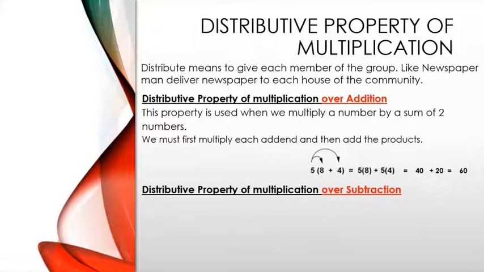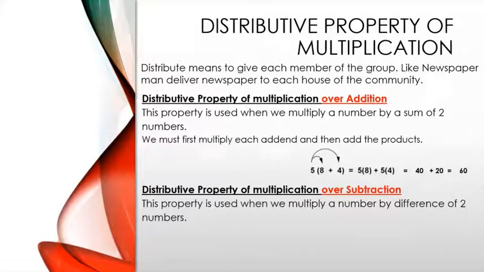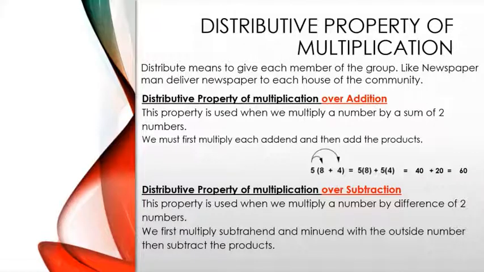Distributive property of multiplication over subtraction. This property is used when we multiply a number by a difference of two whole numbers. We first multiply subtrahend and minuend with the outside number, then subtract the products.